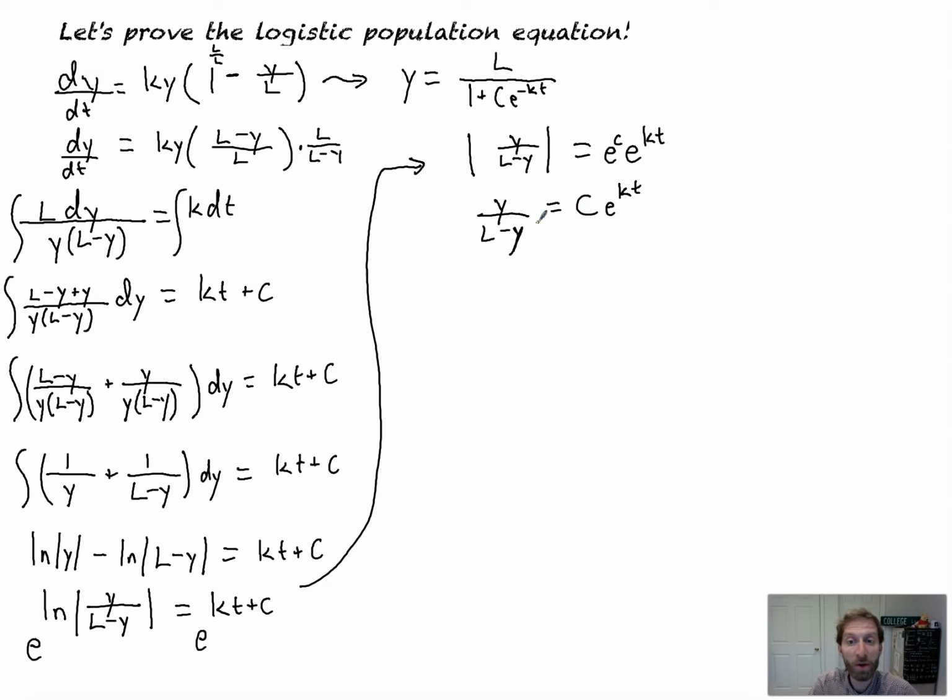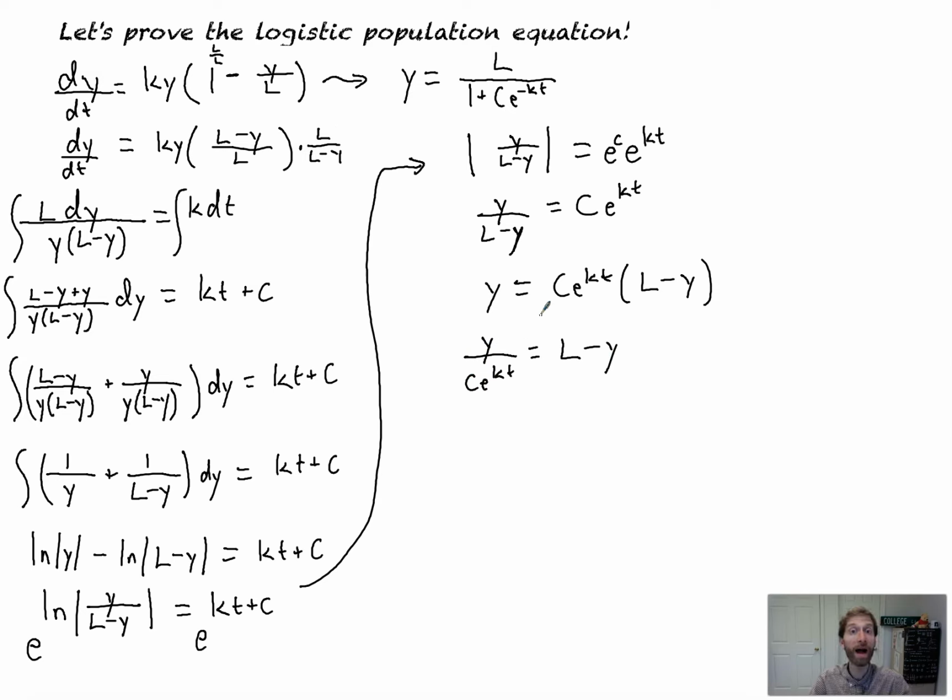Now from here, we're almost done. We've got to solve for y, so let's get rid of the L minus y in the basement. So that's going to be Ce to the kt times L minus y. Okay, getting there, right? Getting there, not quite. So now we've got the Ce to the kt. I'll divide that on both sides just to get that away. And that's equal to L minus y.